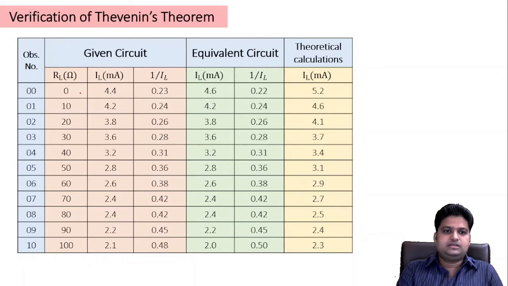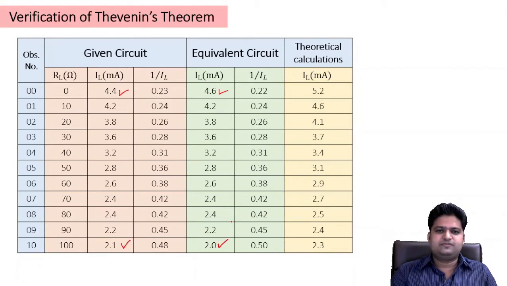So we varied all the load resistances from almost 0 to 100. Okay. And the currents that we got, if you can see, except the first one, that is 4.4 and 4.6, the rest of the readings were the same, and the last ones 2.1 and 2. Okay, so for some reason maybe it was not exactly the same, but if you see the current in the given circuit and the equivalent circuit were very close to each other.